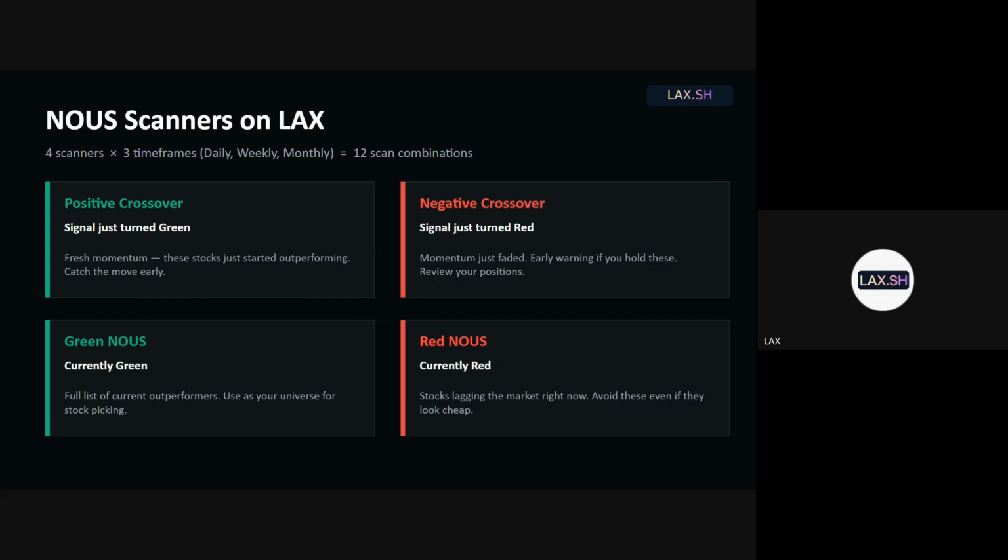All right. So positive crossover means fresh momentum is building. And negative crossover means fresh momentum on the downside is building. Green news means it is already green. It is possible it might turn red again. It might continue to be green. You have to study other things. And if it is already red, it means the stock is lagging big time, and it will possibly keep lagging unless it turns green.